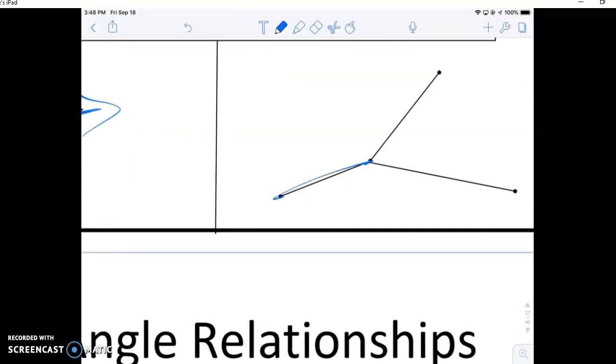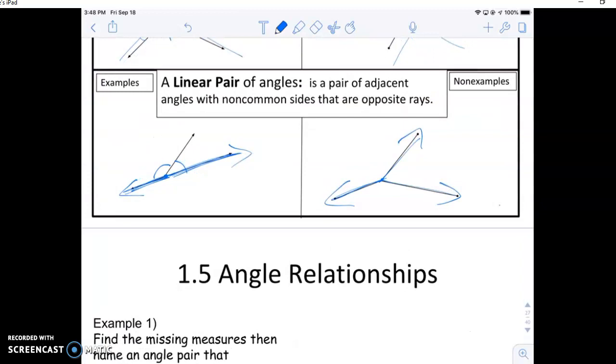These are rays right here, but they don't form a straight line. So that's an example of not a linear pair. In order for it to be a linear pair, it has to form a straight line. Alright?